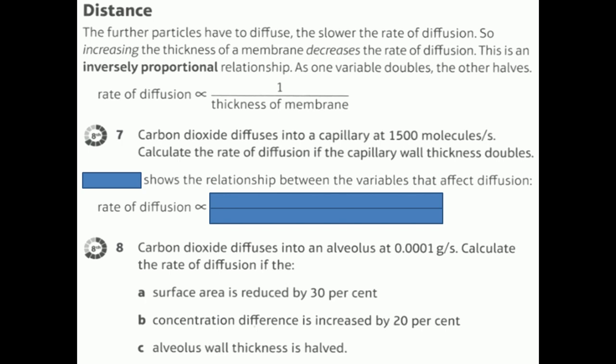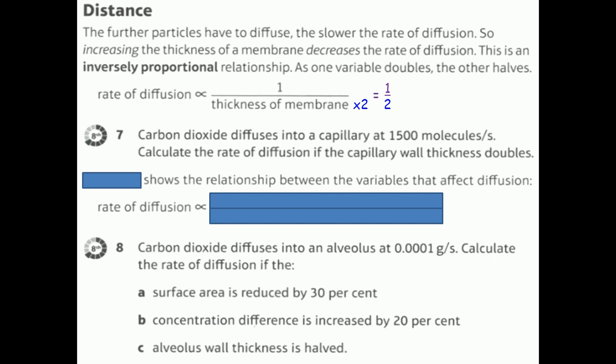So in this example, you can see here, if we were to double the thickness of the membrane, in other words double the distance, the rate of diffusion will now be, because it's the inverse, 1/2. So it will halve. So doubling the distance meant that the rate of diffusion halved. So this isn't directly proportional, it's inversely proportional.